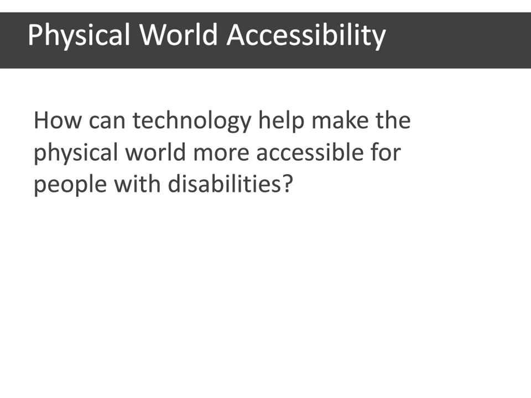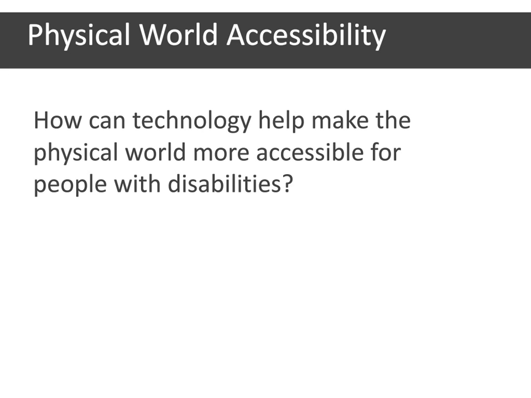So we talked about a few different areas of research in digital world accessibility. Of course, there's so much more, but those were a few problems that I think are really interesting and where there has been some significant research and where I think there's still room for more. So now let's shift our direction a little bit and think a bit about physical world accessibility. And the question we're trying to answer here is, how can we use technology to make interaction with the physical world easier for people with disabilities?